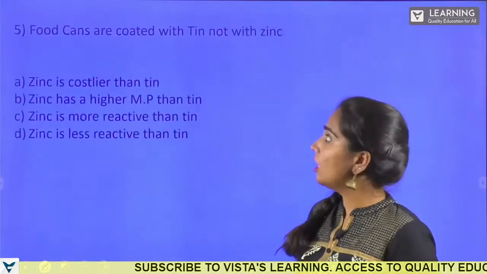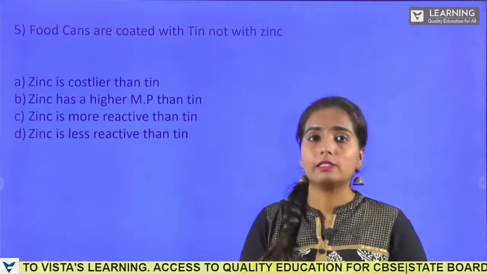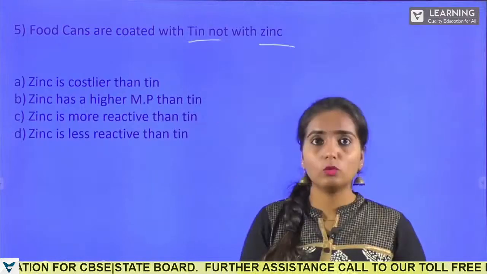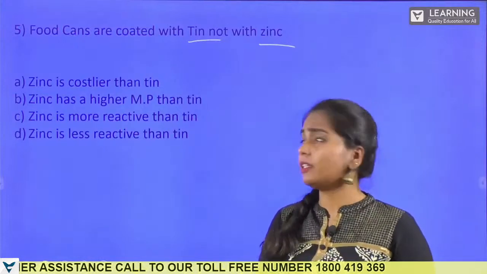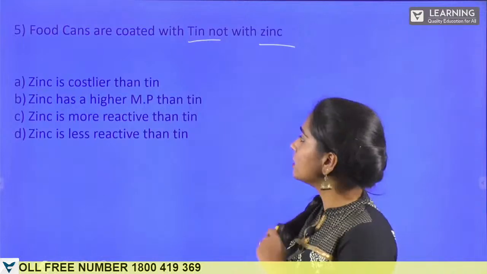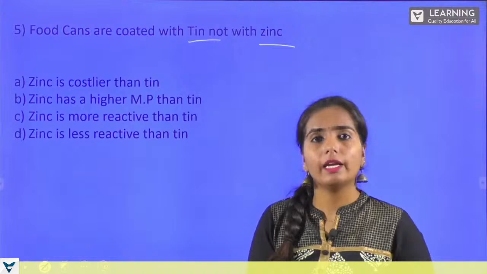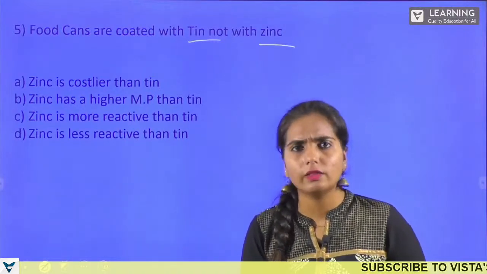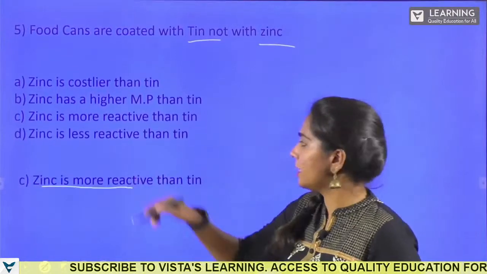Moving on, food cans are coated with tin, not with zinc. Food cans are coated with tin and not with zinc. Why? You can see the options. Option A is zinc is costlier than tin, B is zinc has higher melting point than tin, C is zinc is more reactive than tin, and D is zinc is less reactive than tin. Again, you have to remember our reactivity series. According to the reactivity series, which is the right answer for us? C. Zinc is more reactive than tin.